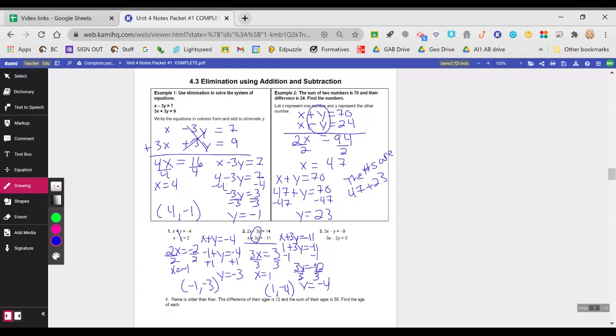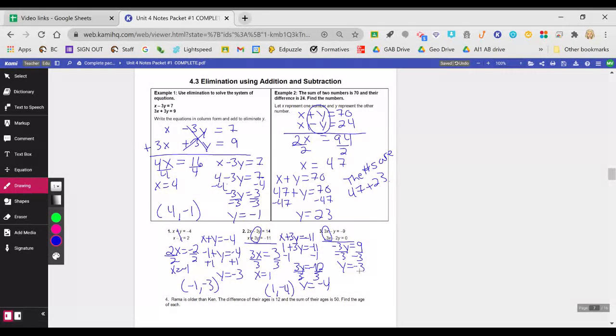When I look at number 3, I see that my x's are opposite. 3x and negative 3x, those are opposites. So when I add, I get negative 3y equals 9. Divide by negative 3, and y equals negative 3.